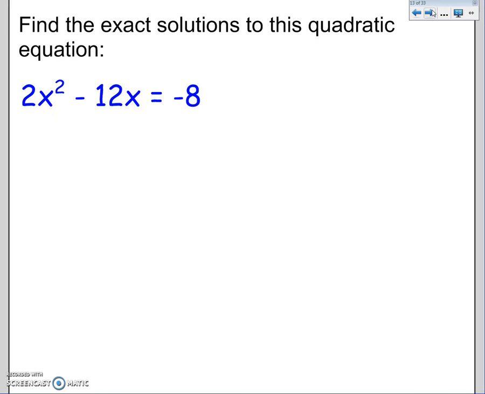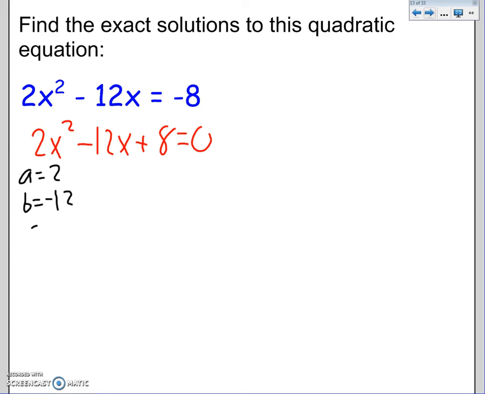Here's another one, same idea. Solve the quadratic equation. Use quadratic formula, but make sure it's in standard form. So add 8 to both sides. Label A, B, C. A is 2, B is negative 12, C is 8. And plug into the formula.